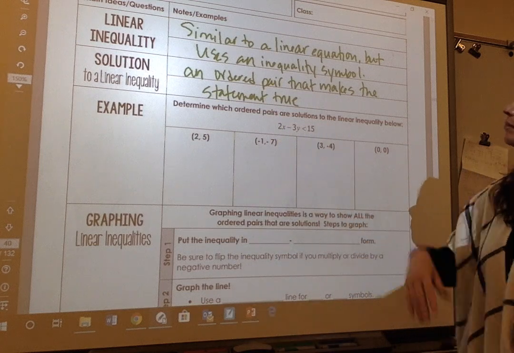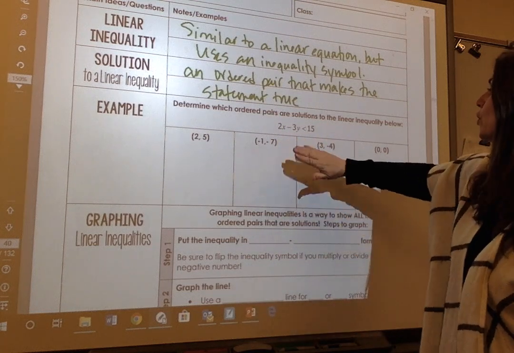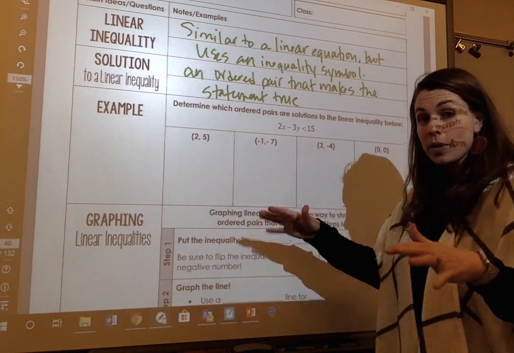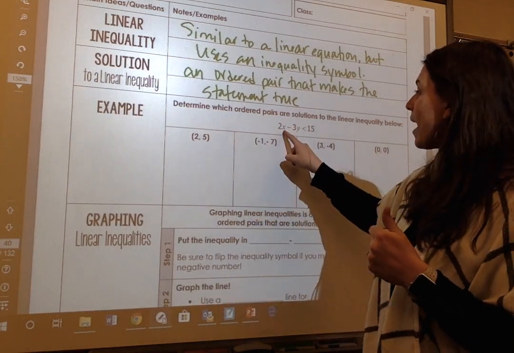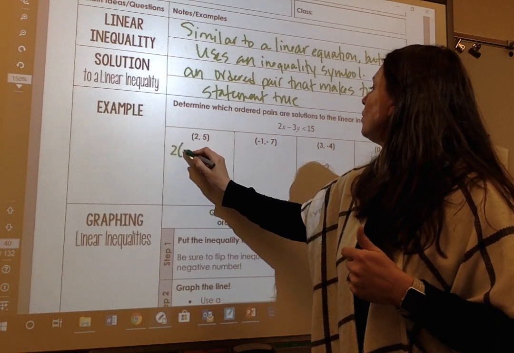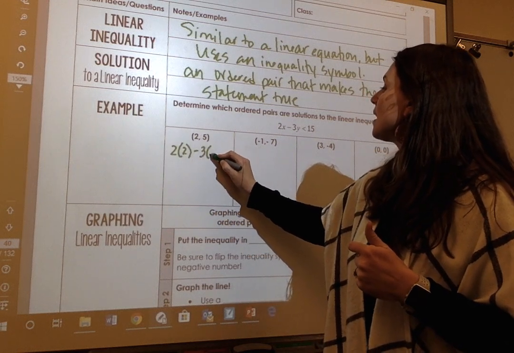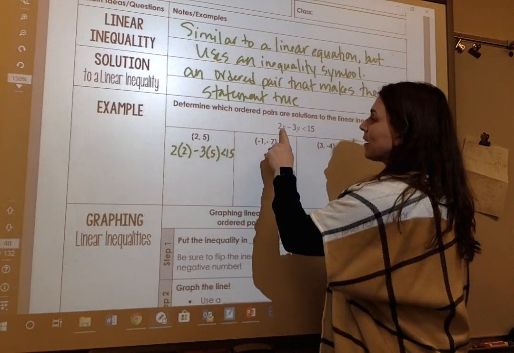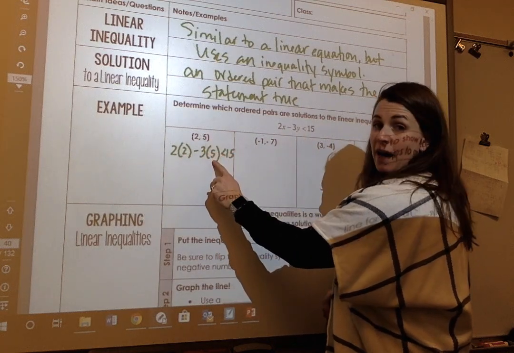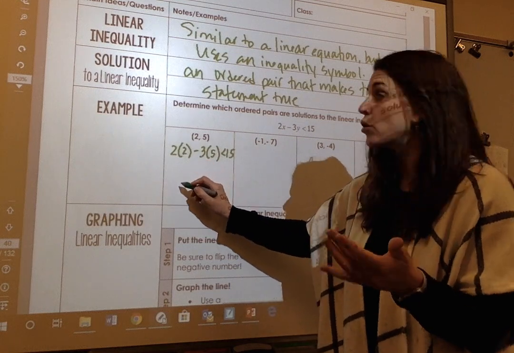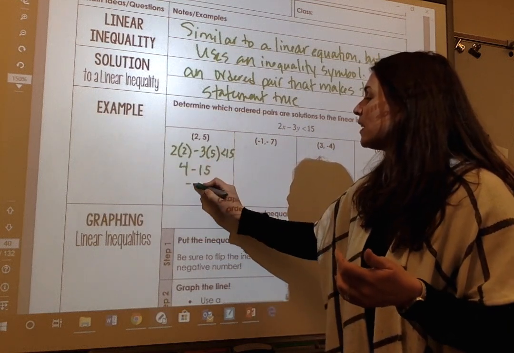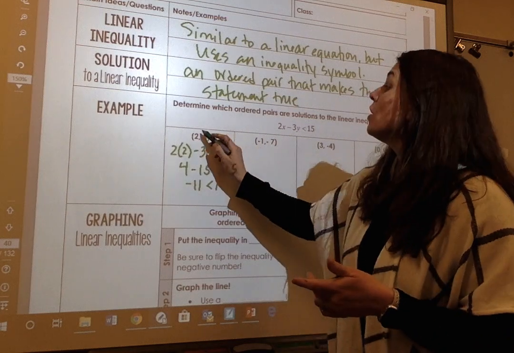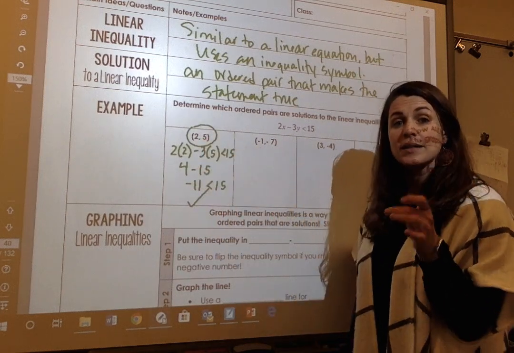So let's look at this. If I ask you which ordered pairs are solutions to this linear inequality, which ones would it be? So we are actually just going to plug them in and find out. If I plug in a 2 for x and a 5 for y, that gives me 2 times 2 minus 3 times 5 is less than 15. So look how I set that up. Here's this linear inequality, but in place of x, I plugged in a 2, and in place of y, I plugged in a 5, which brings me here. So now I'm just going to see, is it true? 4 minus 15 is negative 11. Is negative 11 less than 15? Yes, it is less than 15. So this point checks out, and it makes that statement true.